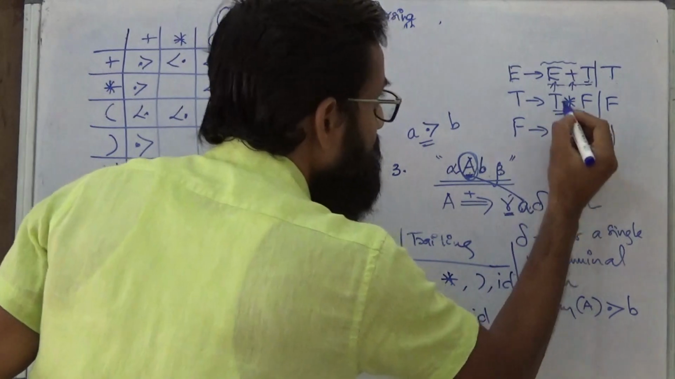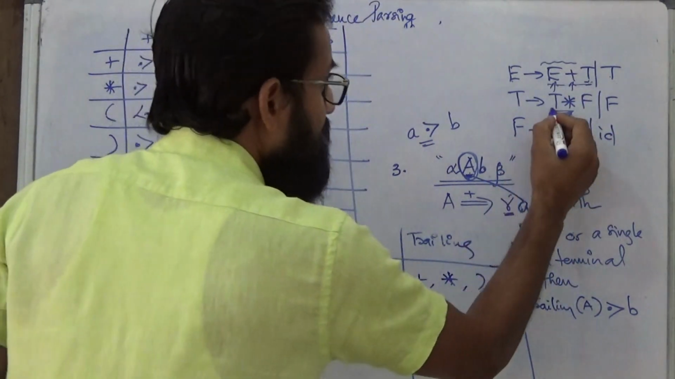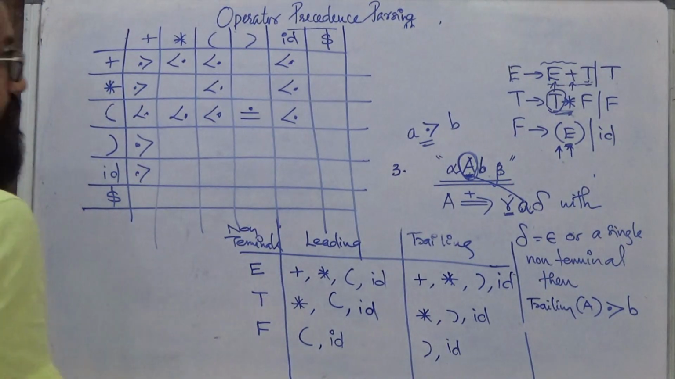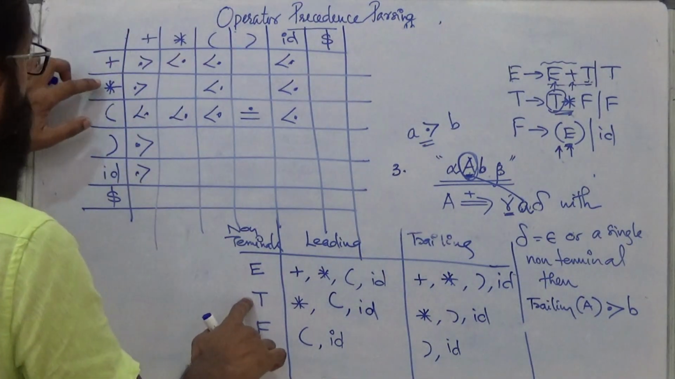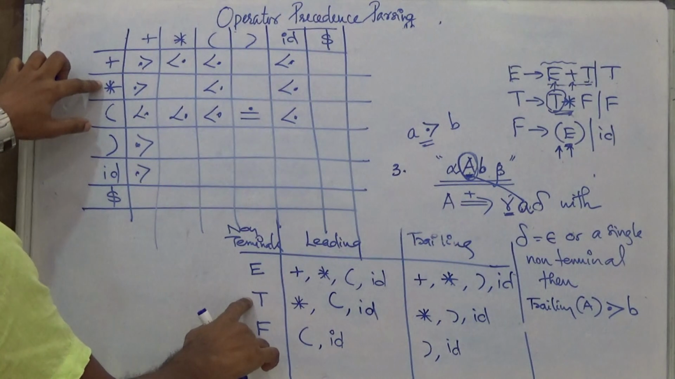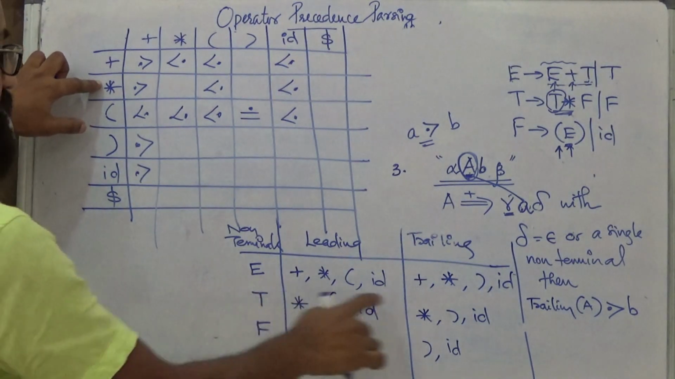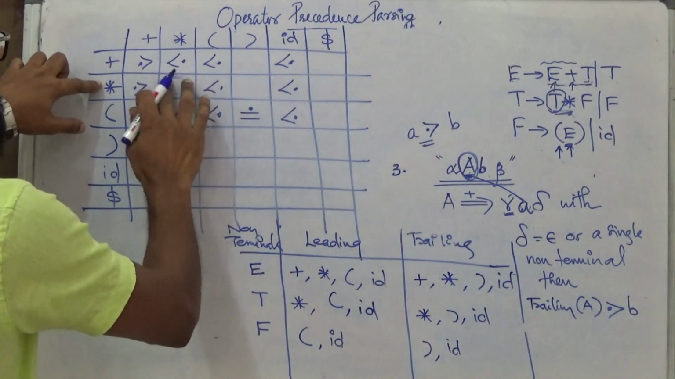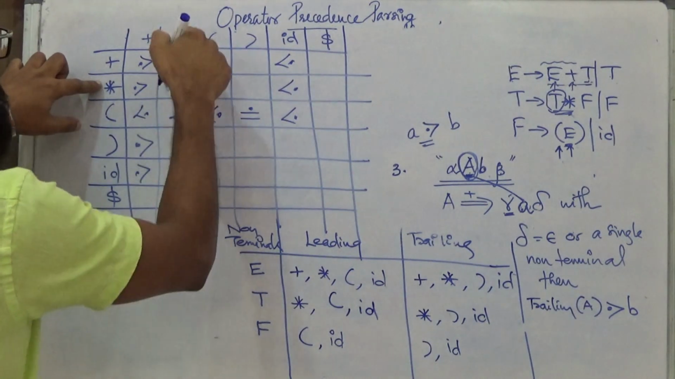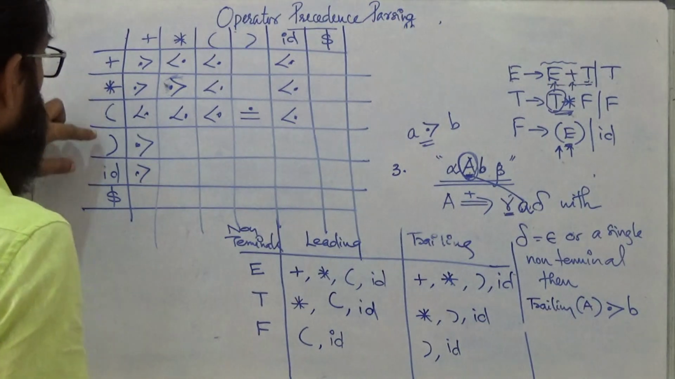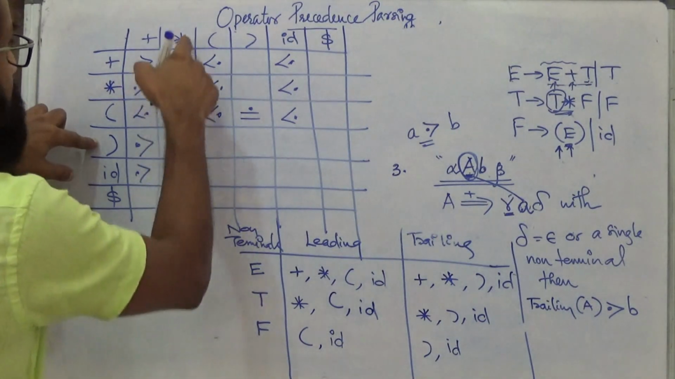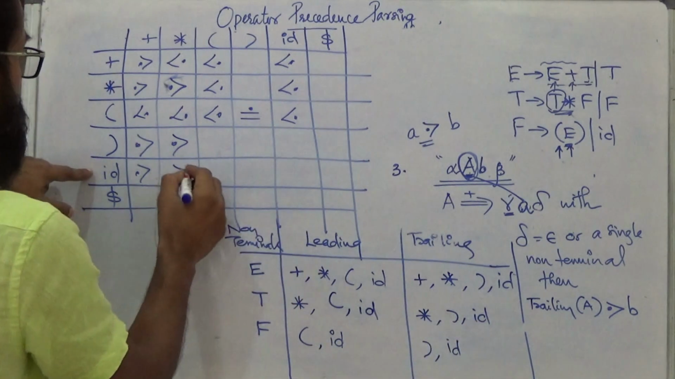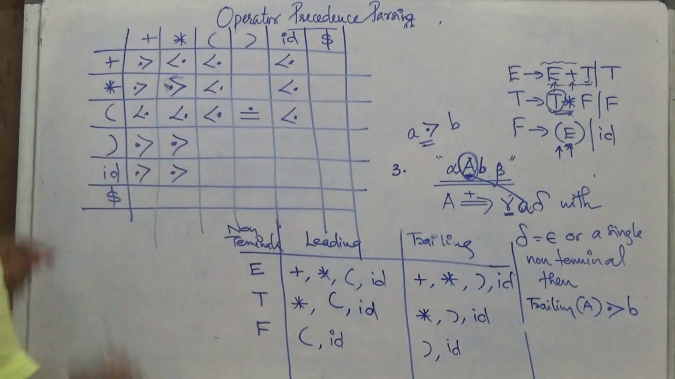Similarly, you can process T star. Everything in trailing of T will have greater precedence as compared to star. So what about trailing of T? Trailing of T contains star, so star is having greater precedence as compared to star. Then closing parenthesis is having greater precedence as compared to star. Trailing of T contains ID. ID is having greater precedence as compared to star.